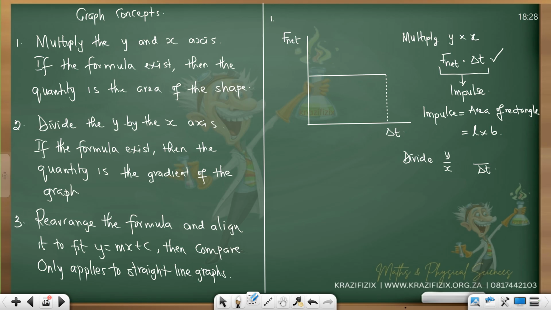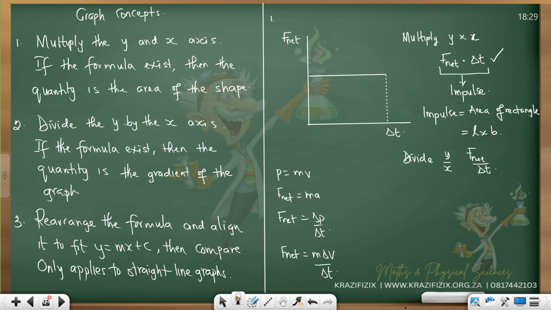From the formulas we wrote today, do you think this formula exists? Check your notes. The formulas we wrote today were what? Momentum is mv. We have F net is ma. We have F net is delta P over delta T. F net is m delta v. You would notice that in all of this, F net over delta T does not exist.